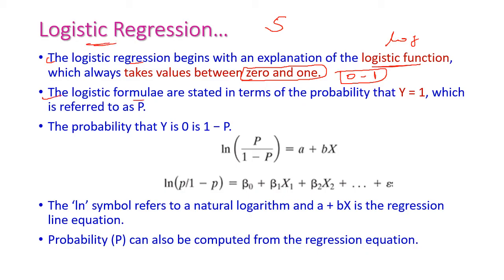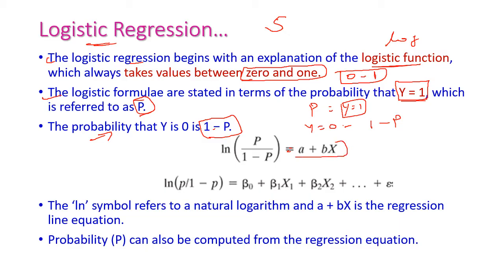This formula is stated in terms of the probability that y equals 1, which is referred to as p. Then y equal to 0 means 1 minus p, isn't it? So here we are going to compute only the probability, right? So log of p by 1 minus p is equal to a plus bx. A plus bx is nothing but y, where the expected y value is 1.